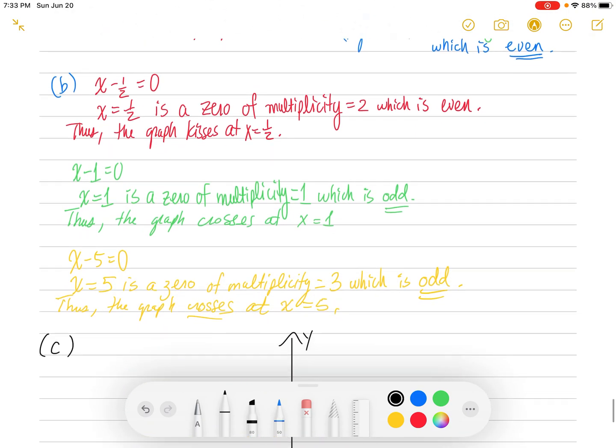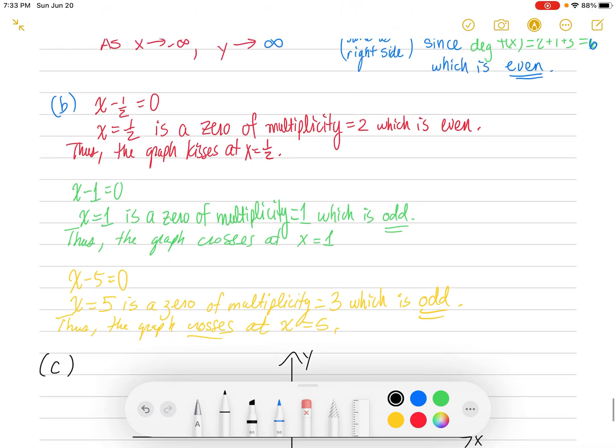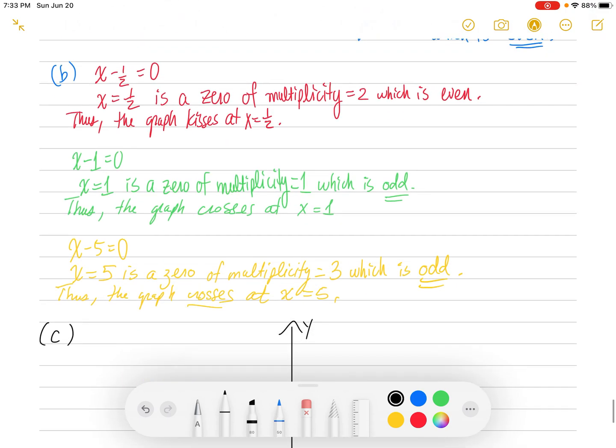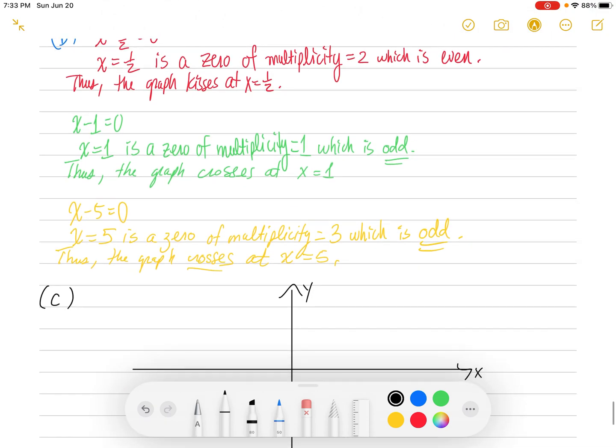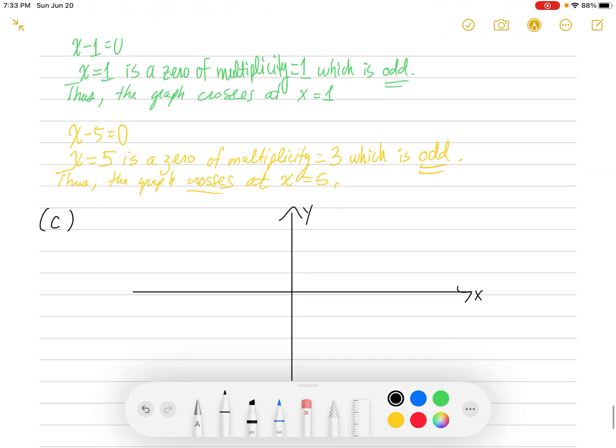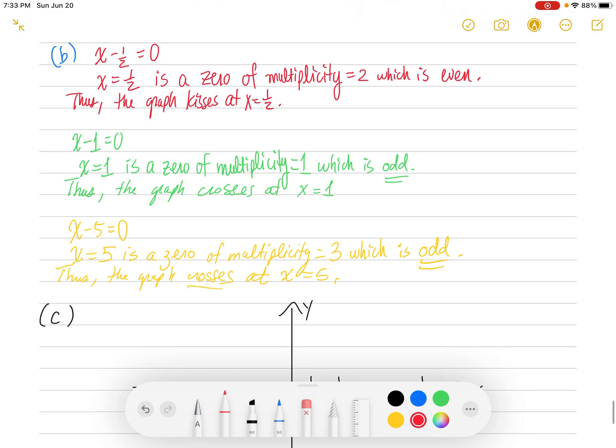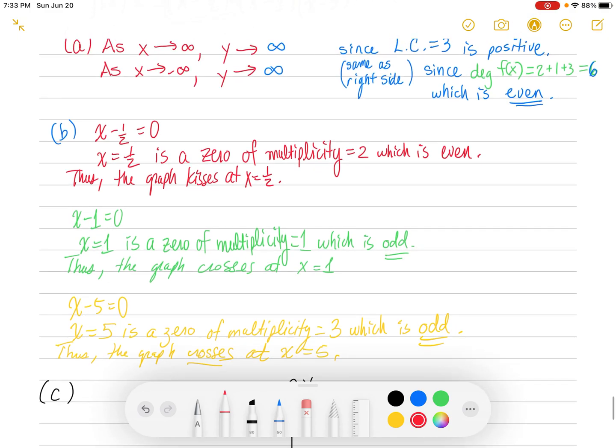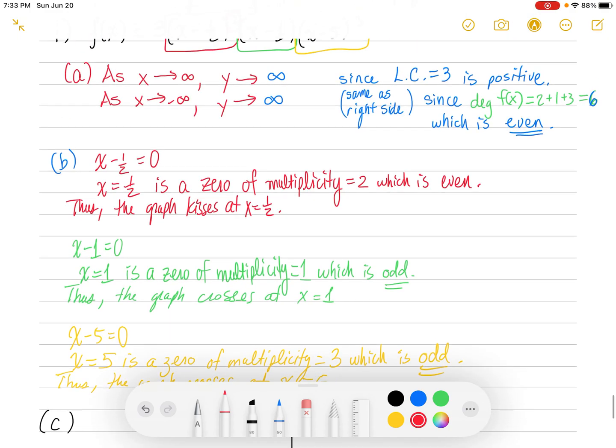So the first thing I'm going to do, I'll put down my zeros or my x-intercepts. So I'm going to have them at 1/2, 1 and 5. So this is at 1/2, 1 and 5. So my graph is going to hit the x-axis in those 3 places.